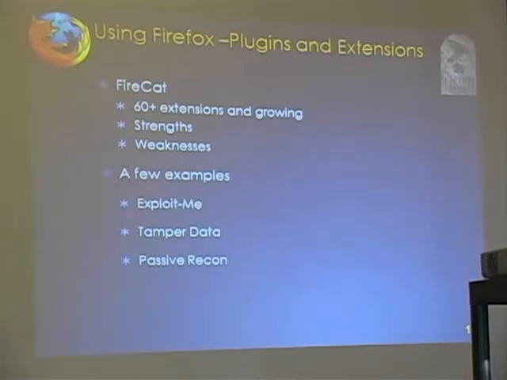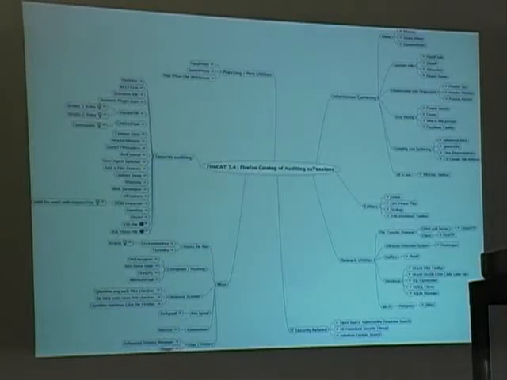Then we're going to walk through a couple of examples, not necessarily in the order shown here: Passive Recon, Exploit Me, which is a group of exploit tools, and a tool called Tamper Data that we find very useful. This here is kind of an eye test. This is the mind map for FireCat.